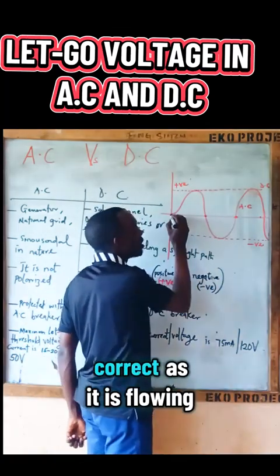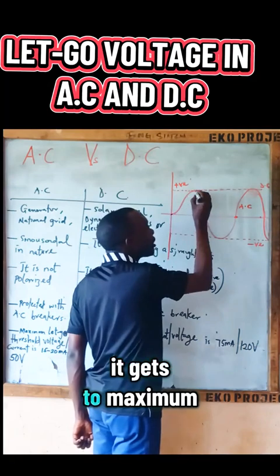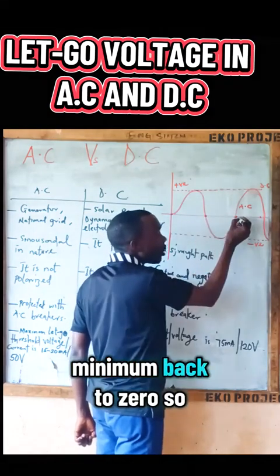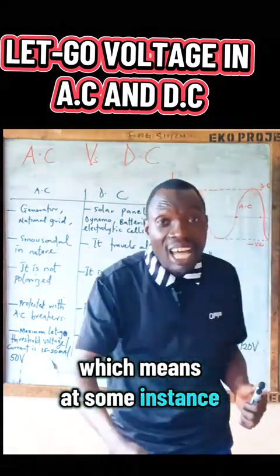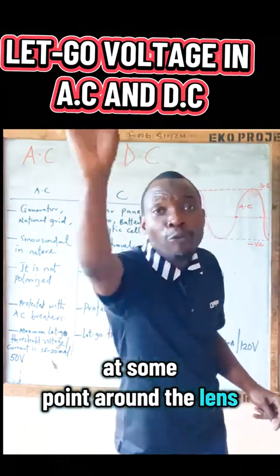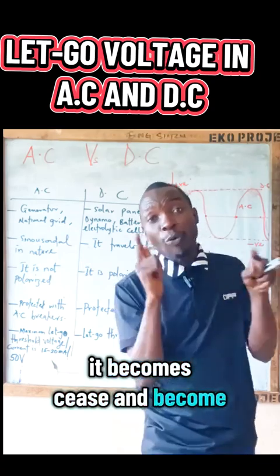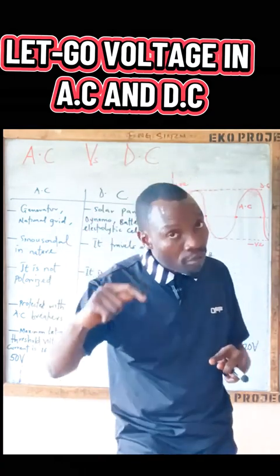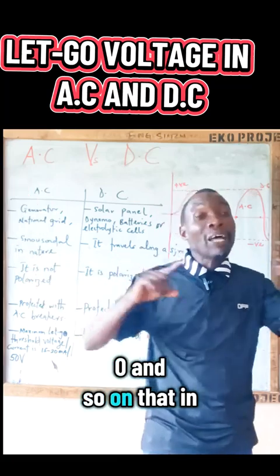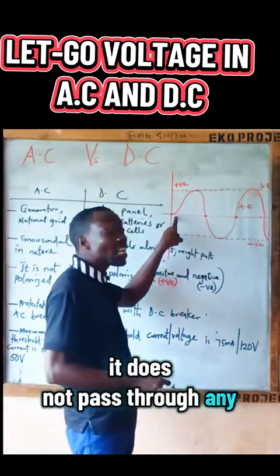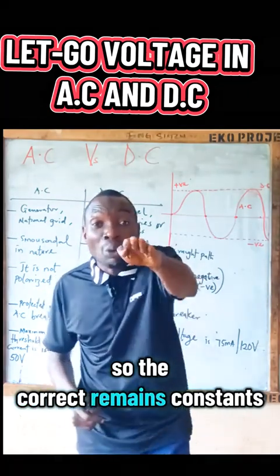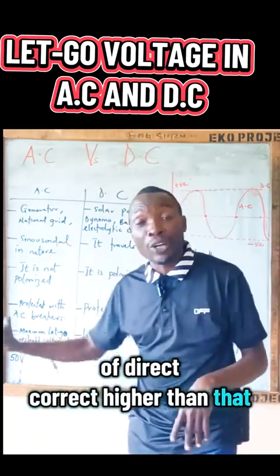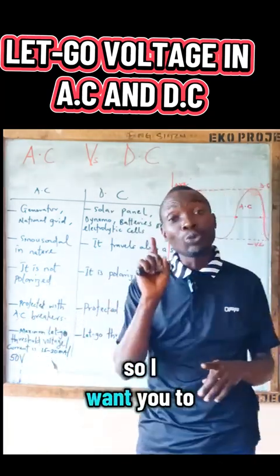If you look at alternating current, as it is flowing, it starts from zero, gets to maximum, back to zero, minimum, back to zero. Which means at some point along the length of flow, the current ceases and becomes zero before it rises to maximum, back to zero, minimum, back to zero, and so on. But in direct current, it does not pass through any zero value. So the current remains constant. That makes the severity of direct current higher than that of alternating current. So I want you to get that right.